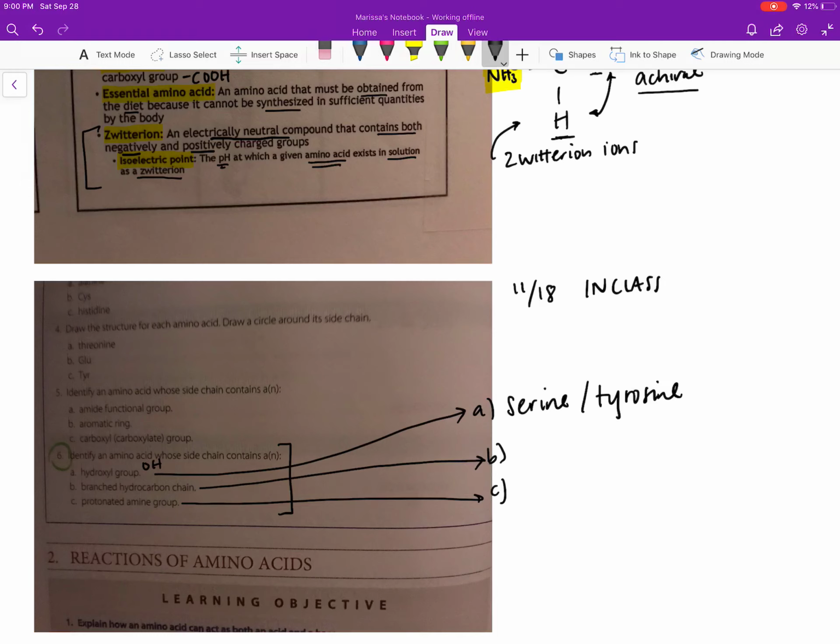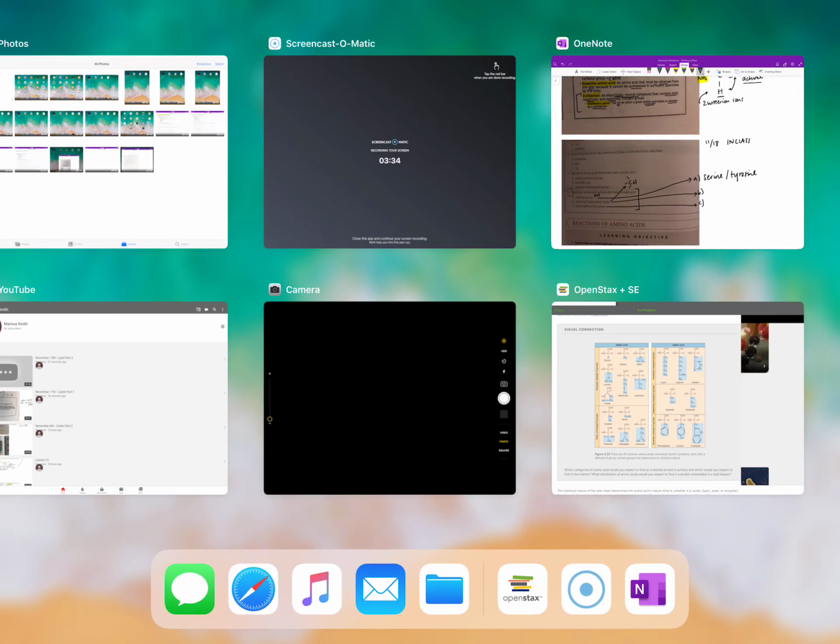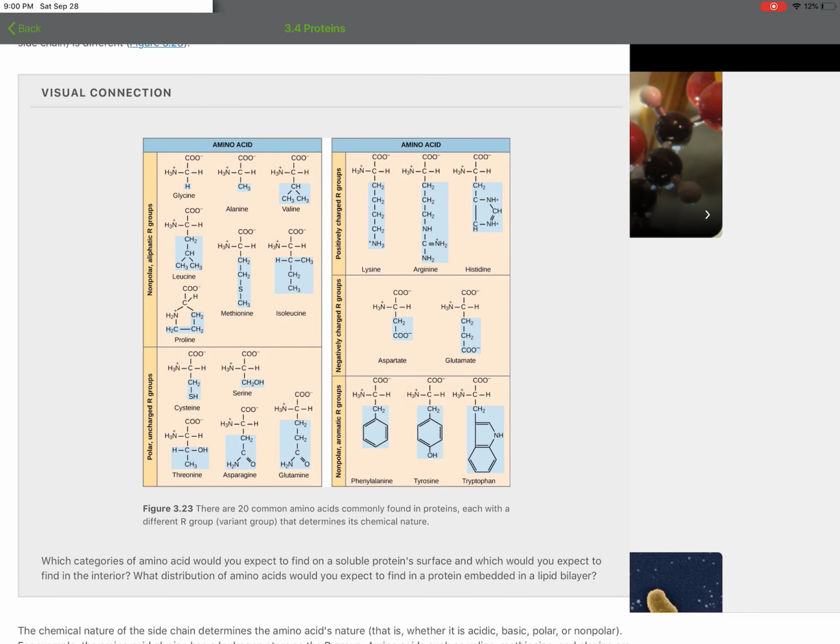The second one says a branched hydrocarbon chain. So we're looking for something that is CH based, and then we're thinking branched, right? Not straight, but branched. So we're looking for something that doesn't just go in a straight line. I see in the upper left-hand corner we have valine and leucine. They are both branched hydrocarbons.